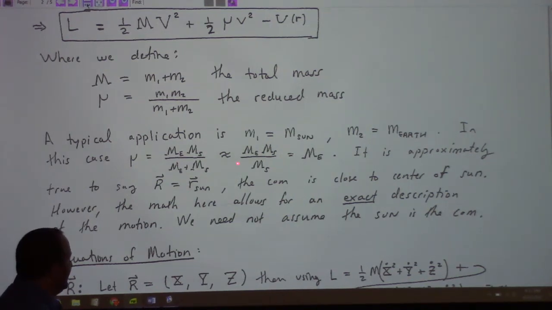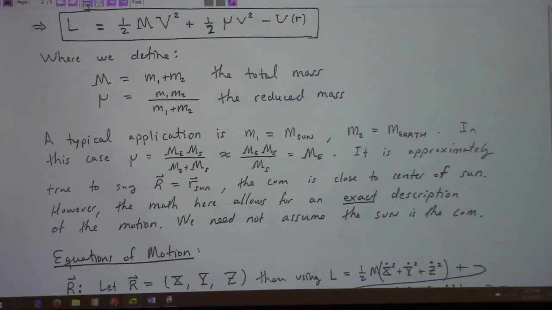Let's see here. So those cancel, and you see, basically the reduced mass is the mass of the Earth to a good approximation, and the center of mass is where the sun is positioned, and the relative mass is, well, anyway.